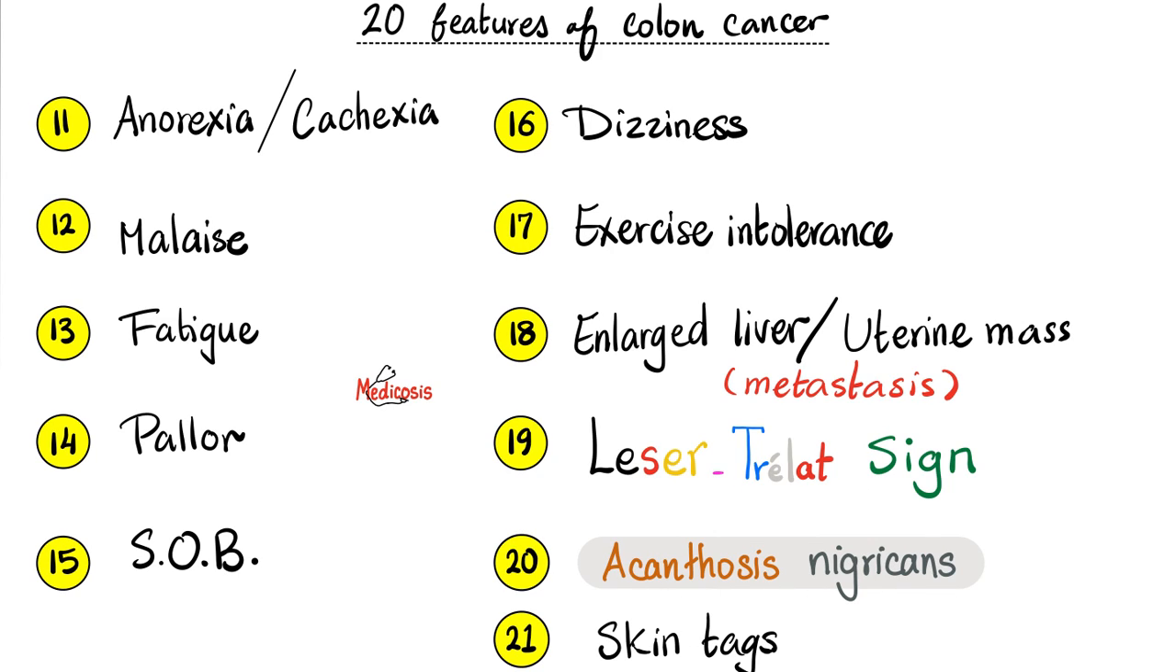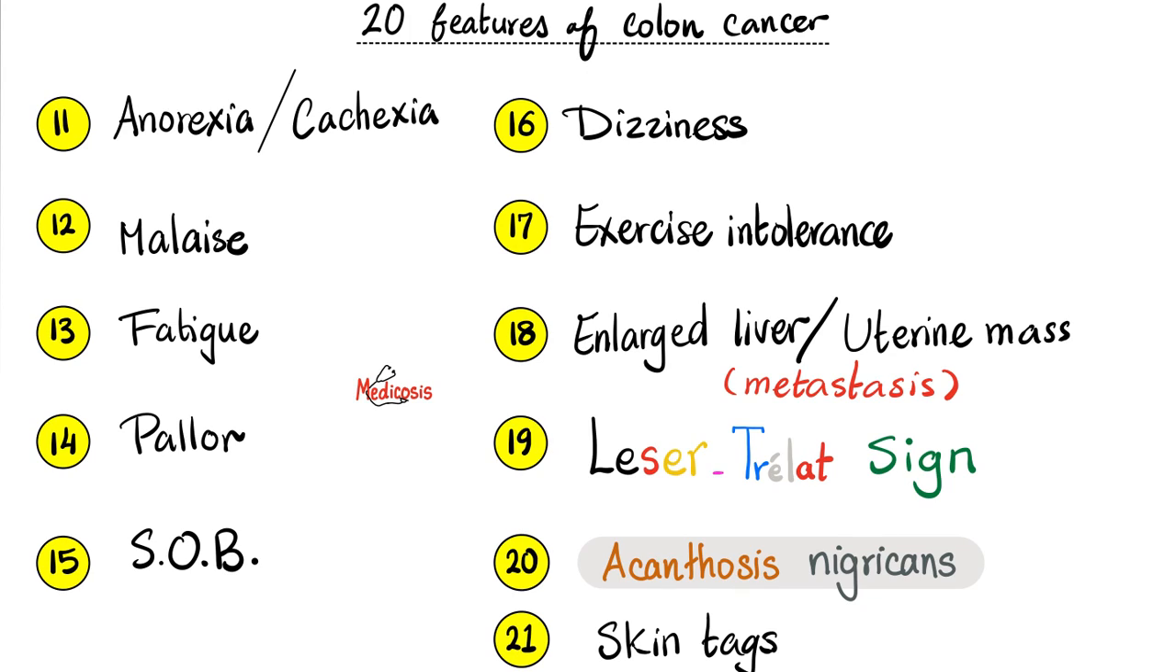Acanthosis nigricans, dark velvety, thickened skin on the back of my neck and my armpits. It is associated with diabetes, polycystic ovary syndrome, and some visceral cancers like colon cancer and gastric cancer. Skin tags can even happen with colon cancer. And there you have it, 21 signs and symptoms of colorectal cancer.